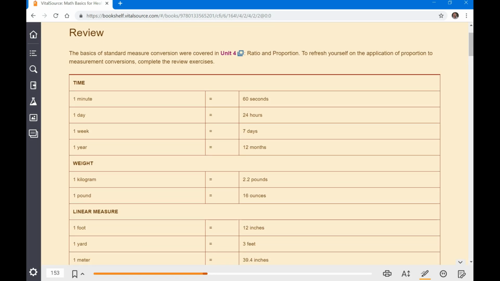Then we have some standard units of measure. As I said a minute ago, a kilogram is 2.2 pounds. A pound is 16 ounces. And these are equivalent statements. We see them already. Basically, 1 minute equals 60 seconds, 1 day equals 24 hours, and then you can use them as ratios like I talked about before.